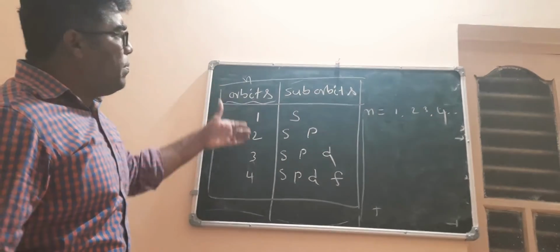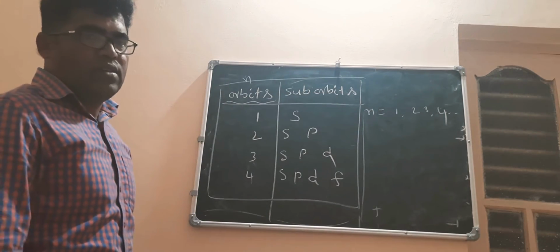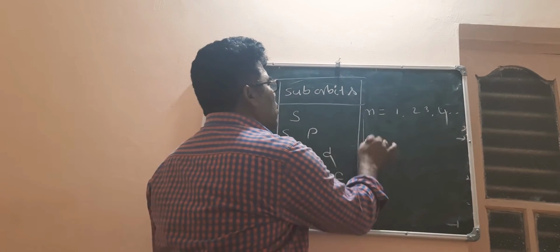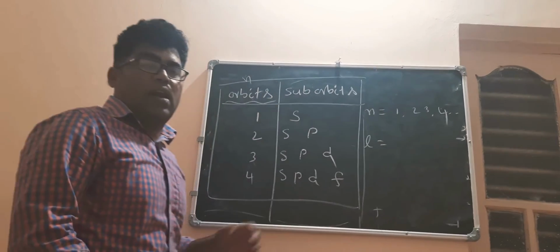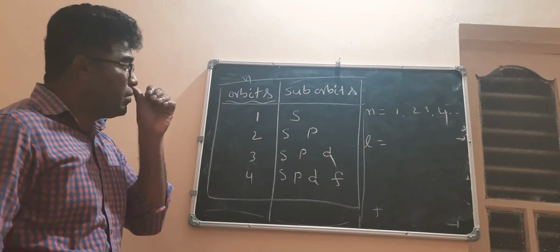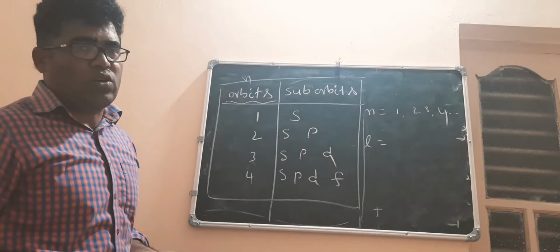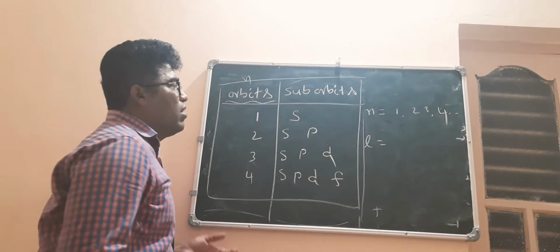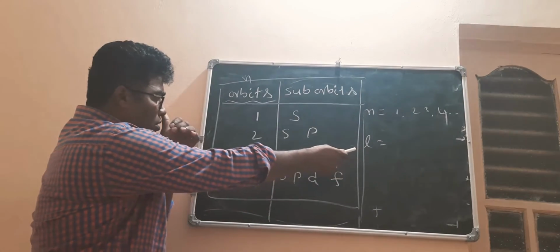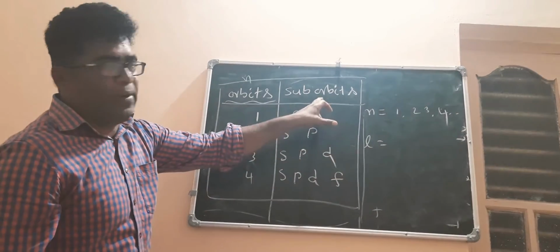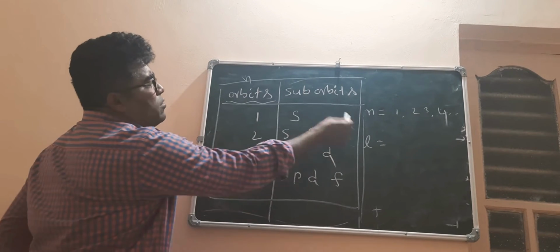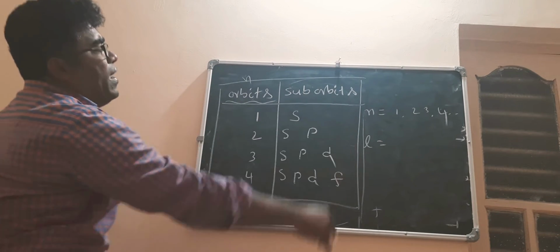You know very well, orbits again contain suborbits. Suborbits means azimuthal quantum number. The azimuthal quantum number is denoted by the letter L. Azimuthal quantum number means suborbits.